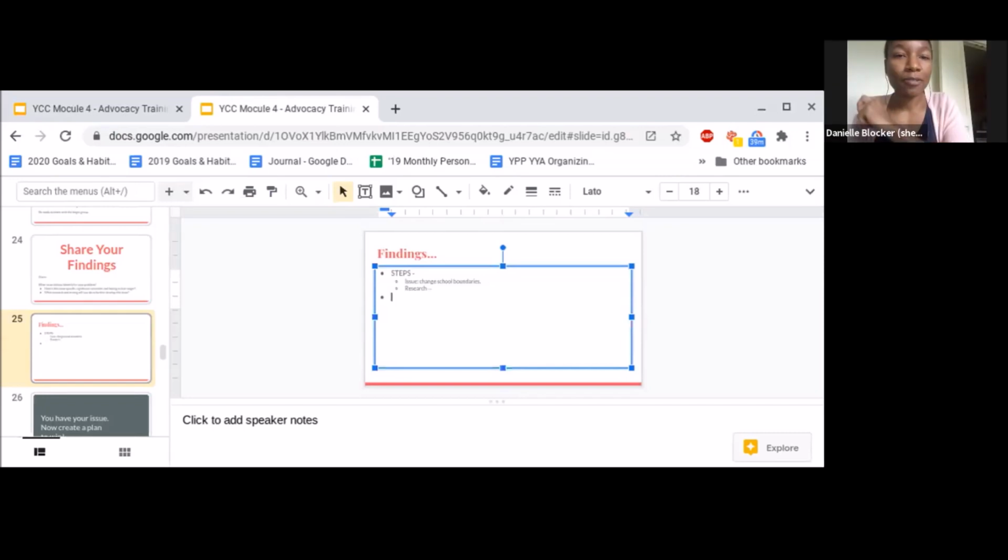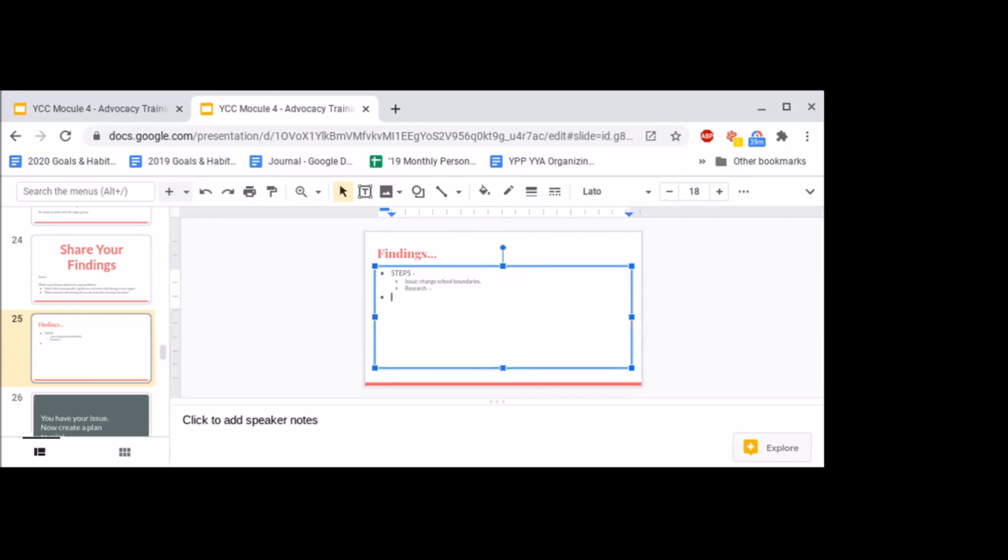Beautiful. And what group would like to go next? Jackie, did you want to share? I saw you were off of mute. No, I think somebody else in my group was. Okay.